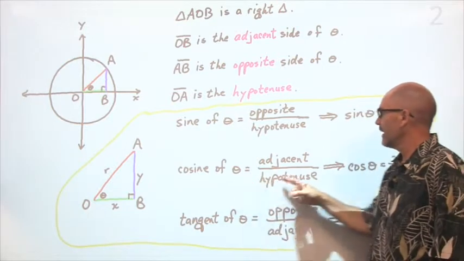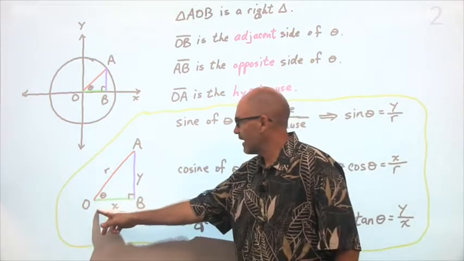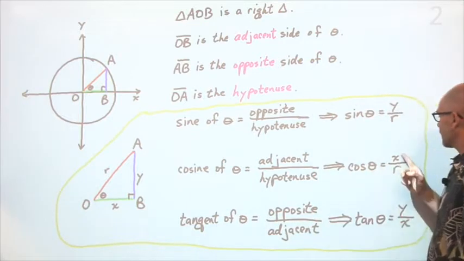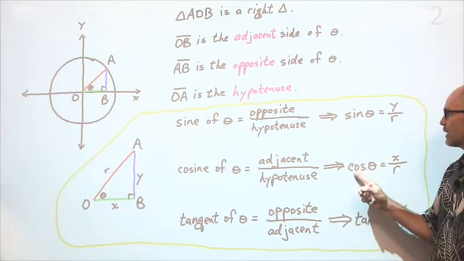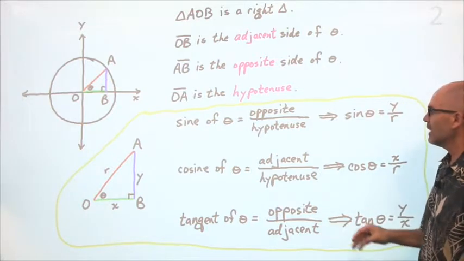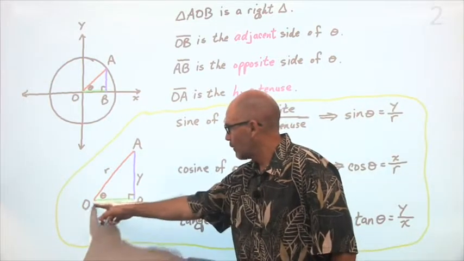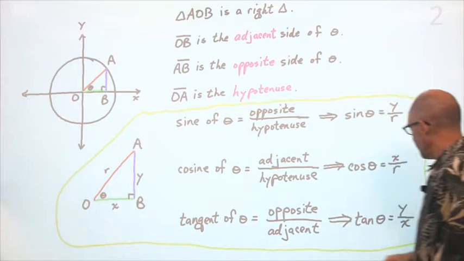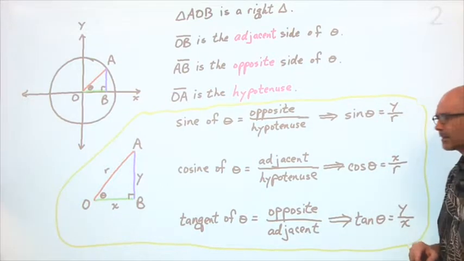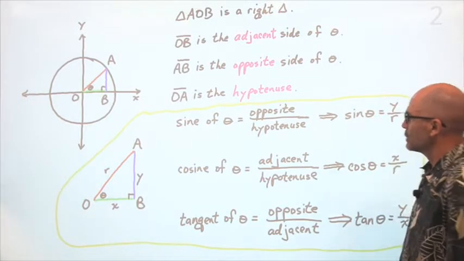Cosine theta is adjacent over hypotenuse, and that is x over r. We abbreviate cosine as COS. And tangent theta is opposite over adjacent. So tangent theta, TAN, equals y over x. Those are the three major trig functions.